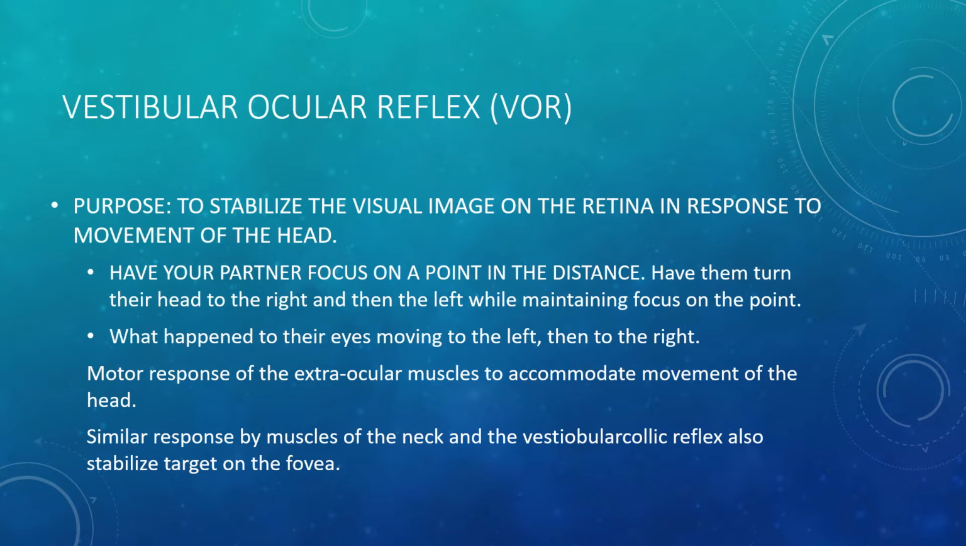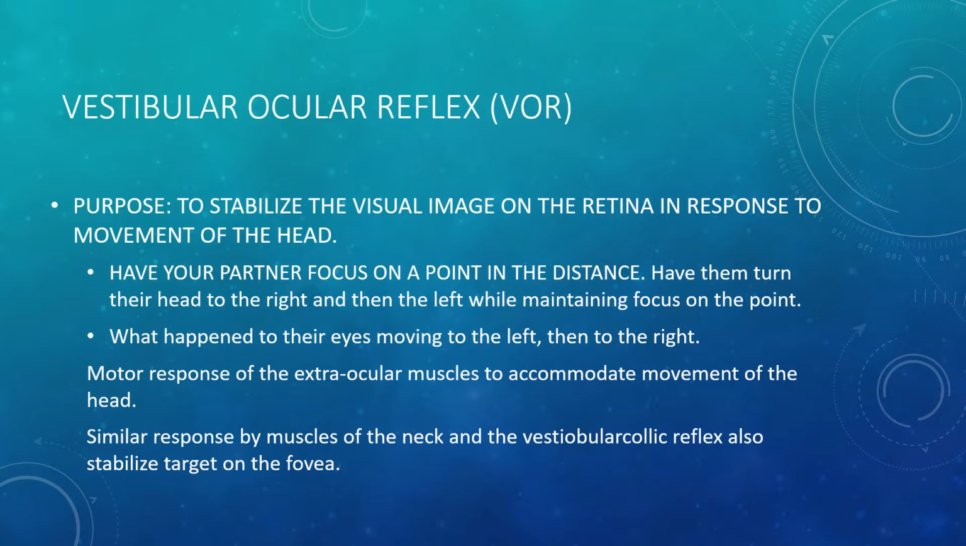So one of the things that comes with the vestibular system being connected very much so to the eyes is called the vestibular ocular reflex. And it is to stabilize a visual image on the retina in the fovea specifically, which is the focal point, in response to movement of the head.